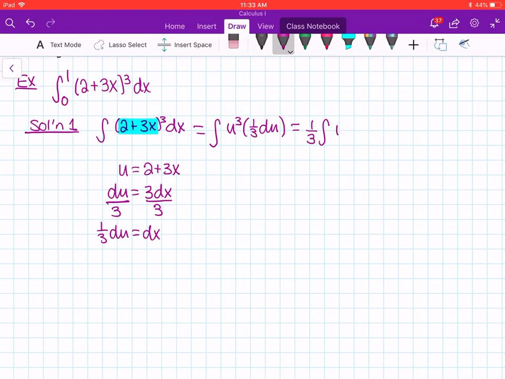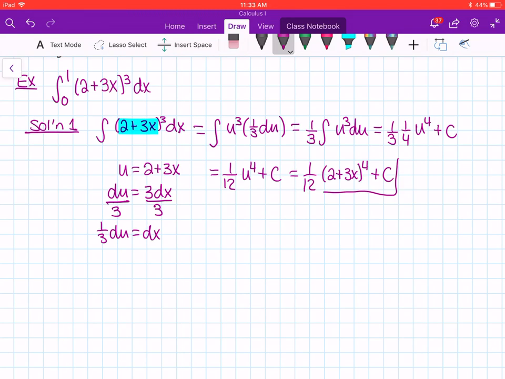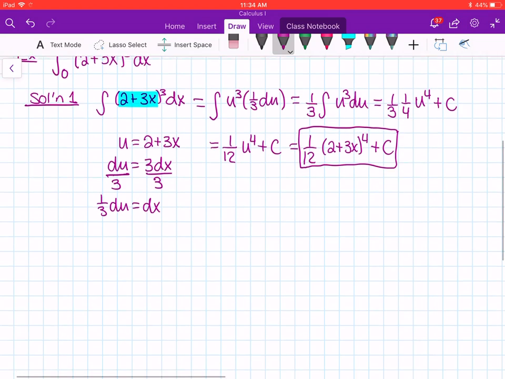We can integrate. And we have u cubed, so we can just do our power rule. So we add 1 to the exponent and then multiply by 1 over the new exponent and then plus c. So we get 1/12 u to the 4th plus c. We can substitute in for u and get (2 plus 3x) to the 4th plus c. And there is our indefinite integral.